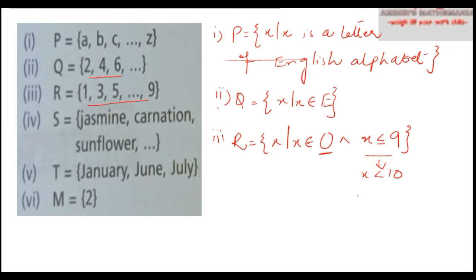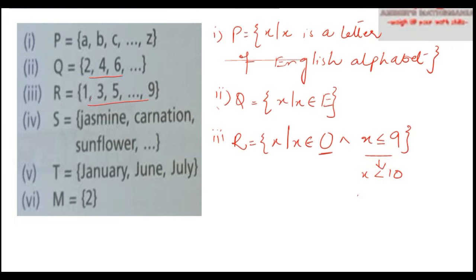N is equal to X, whereas X is the first 3 multiples of 6. Now all 12 parts we have done. I hope you people have understood this. Now let's move to the third part, that is write down the following sets in tabular form. This is too easy, we just have to list it down.